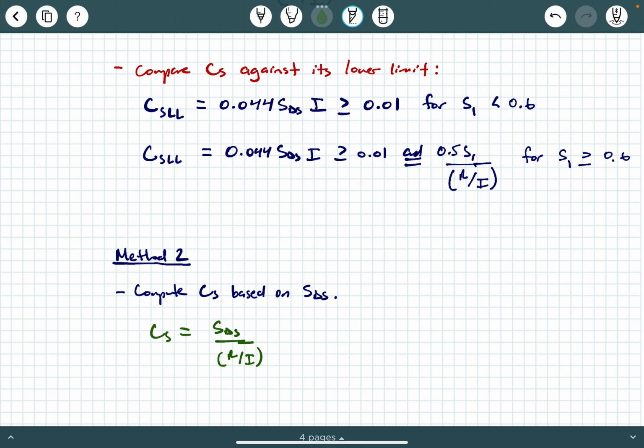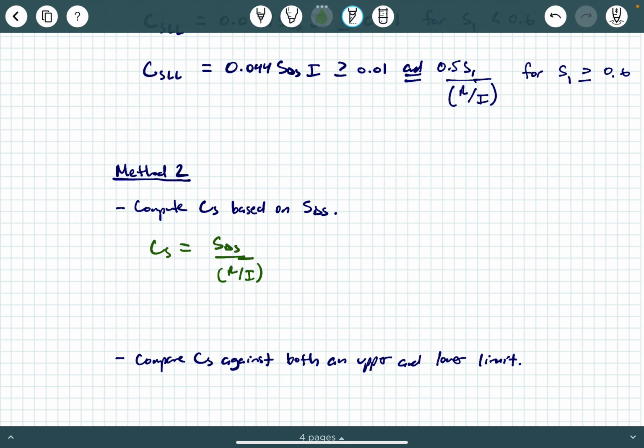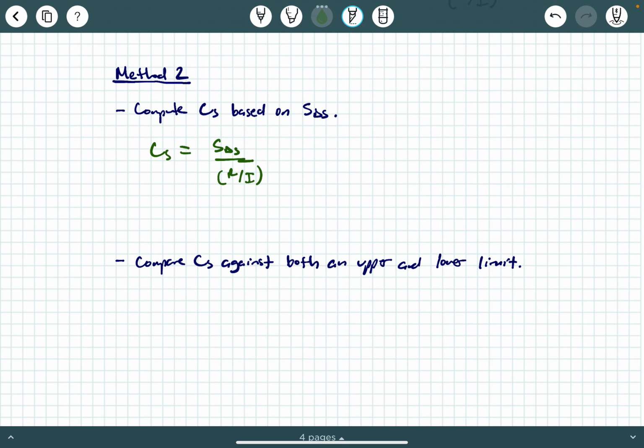Now, if you are doing it this way and you are not directly using the response spectrum, that's okay, but you've got to check an upper limit and a lower limit now, okay? Whereas method 1 only has the lower limit, method 2 has both an upper limit and a lower limit when you are using SDS directly and you're not really reading things directly from the response spectrum. It's fine, but to me it's a little bit more hand calculations, okay? So what are the upper limits and lower limits?